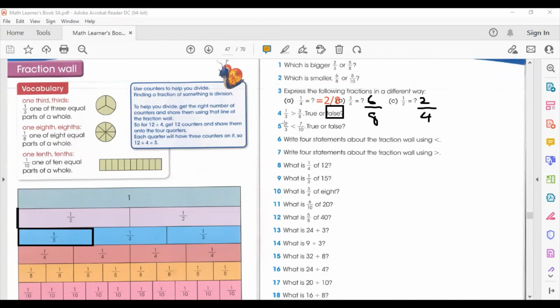2 by 7. Where is 2? 2 by 3. This is 1 by 3 and this is 2 by 3. 2 by 3 is smaller than 7 by 10. 7 by 10, starting from here 3, 4, 5, 6, 7. Yes, this is bigger one. 7 by 10 is bigger. 2 by 3 is smaller. So this is true.